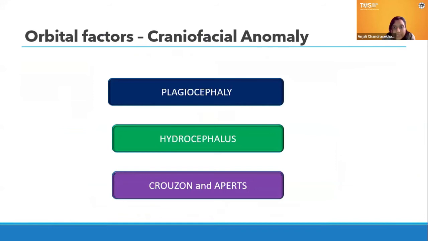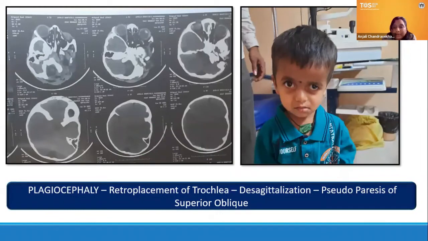What are the orbital factors which can cause this? These are usually orbitofacial anomalies like plagiocephaly, hydrocephalus, and the craniosynostoses like Crouzon and Apert. In the picture here, this is a child where you can see there is a flattening of the forehead on the right side and there is a bulging on the other side. This is because of premature fusion of the lambdoid sutures, and this causes retroplacement of the trochlea. And it mimics a pseudoparesis of the superior oblique. It looks like there is a palsy of the superior oblique, but it's not a true palsy. It's because of the shortening of the tendon of the superior oblique because of the positioning of the trochlea.